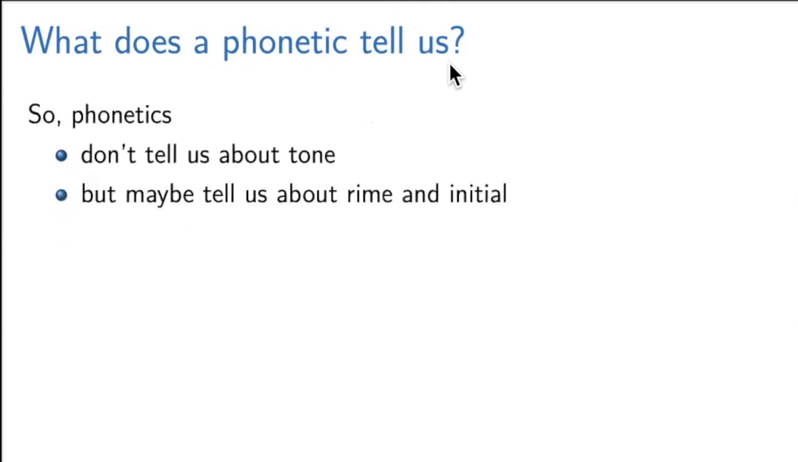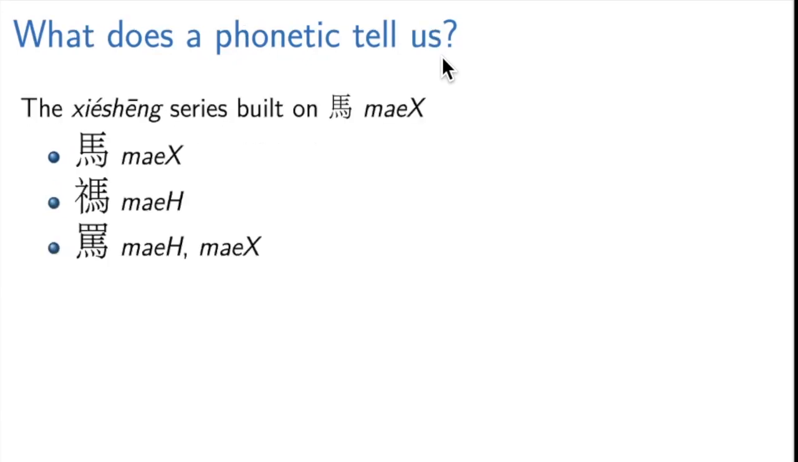And now we ask ourselves, what does this phonetic mean? We can say for sure that it doesn't tell us anything about tone. The first character is Sheng Sheng, and the second character is Zhu Sheng. I think that's right. And then the third character has both readings, right? So clearly, what tone it is is not indicated by the phonetic. But from this example, it looks like maybe the phonetic is telling us what the initial is and what the vowel is, or the rhyme, if you like.